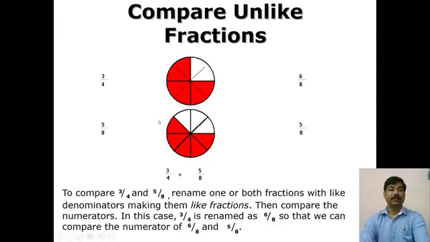In this case, 3/4 is renamed as 6/8. It means 3/4 is equivalent to 6/8, and 5/8 will be 5/8. Why? Because in this way these two fractions now have the same denominator, so they are converted into equivalent fractions, and these equivalent fractions are like fractions.